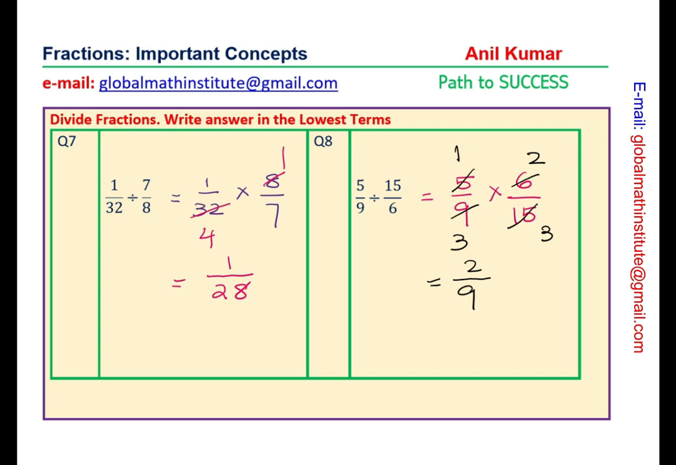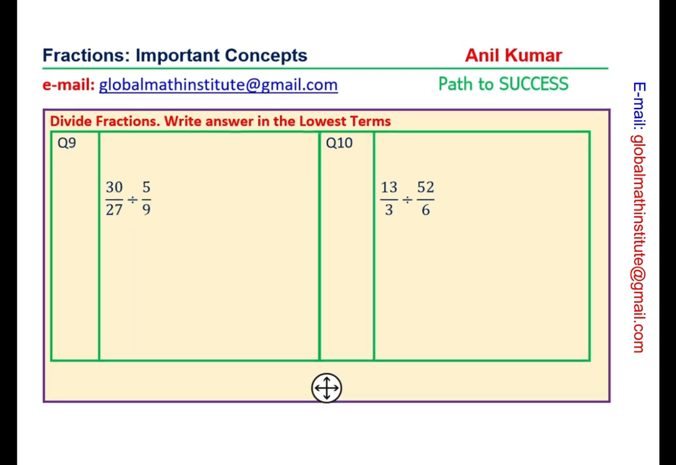Correct? So 3 times 3 is 9. We get 2 over 9 as our answer. So I hope till now there are no questions, right? But you need practice. And for that, we have 4 more questions to do.